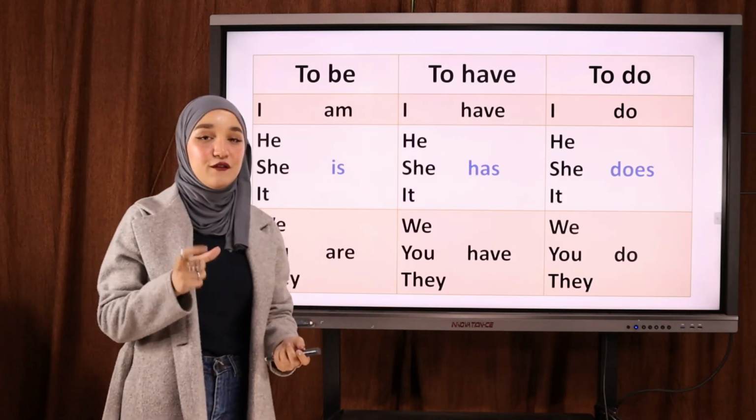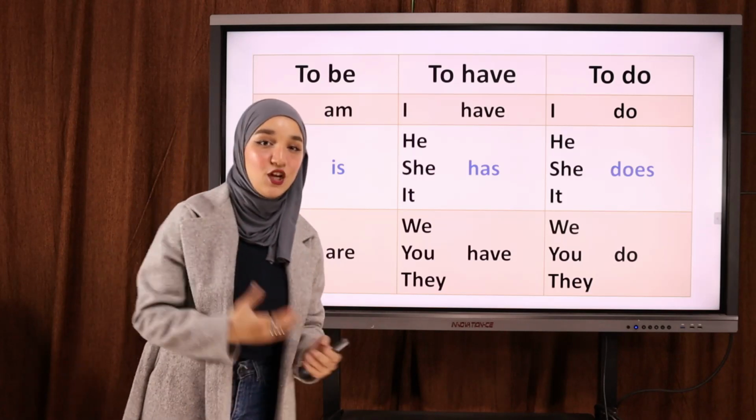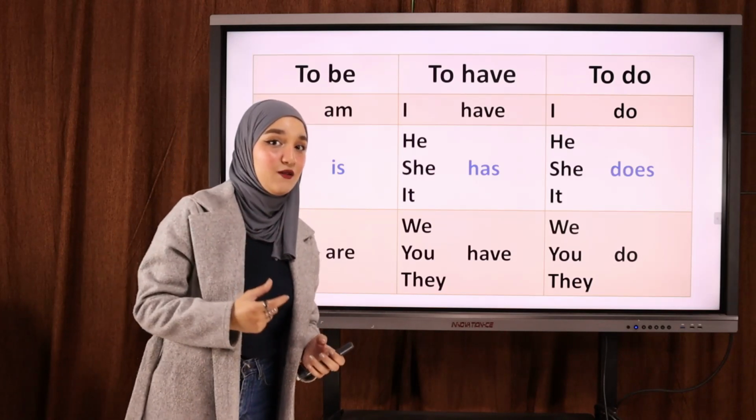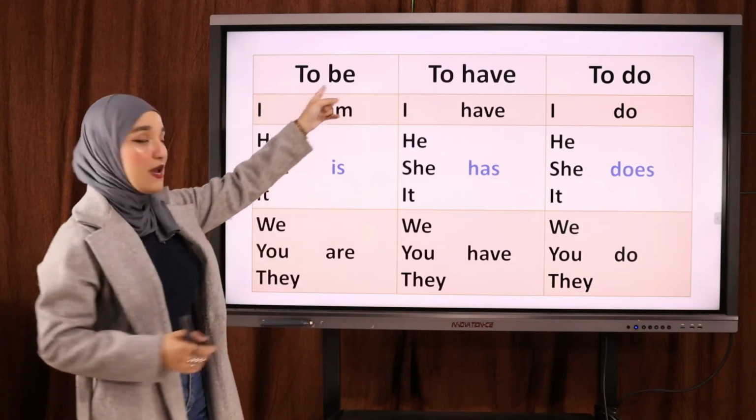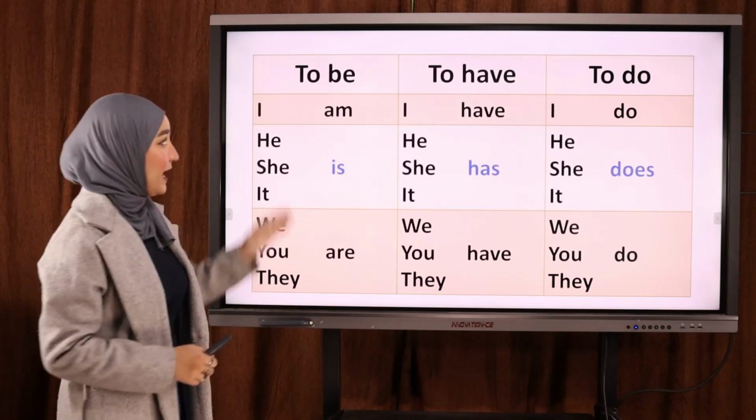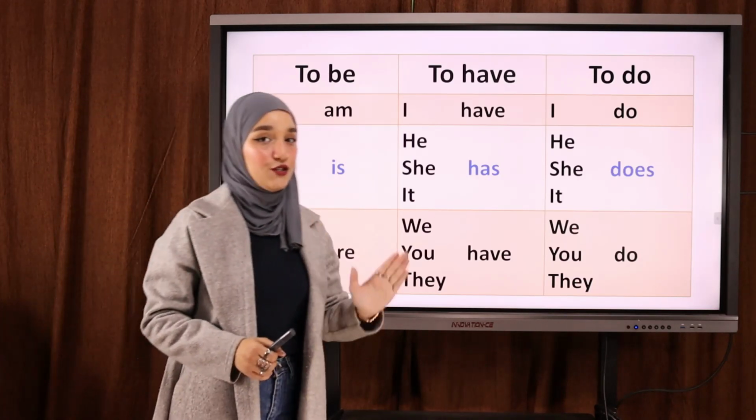The infinitive of the verb is أصل الفعل, okay? The origin, مصدر الفعل, okay? Where did the verb come from? Okay, so أصل الفعل is the infinitive. So to plus the verb. So I have here to be, to have, and to do.